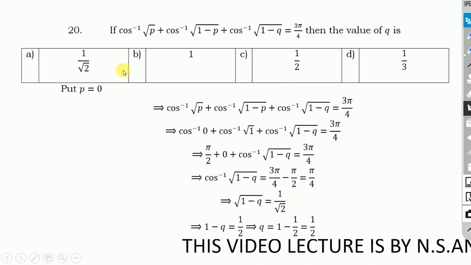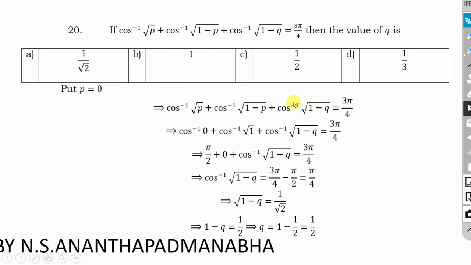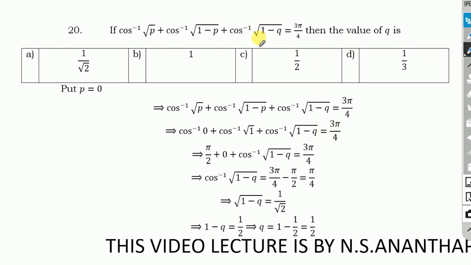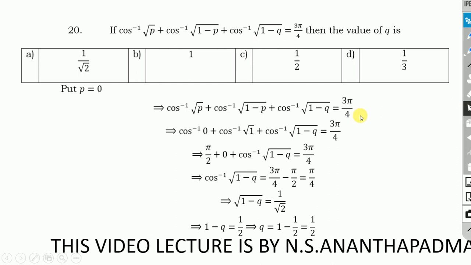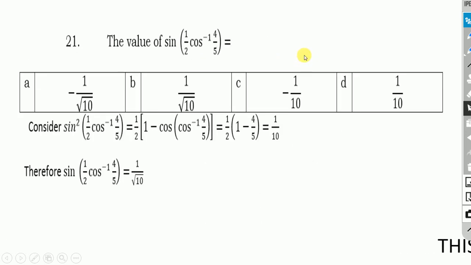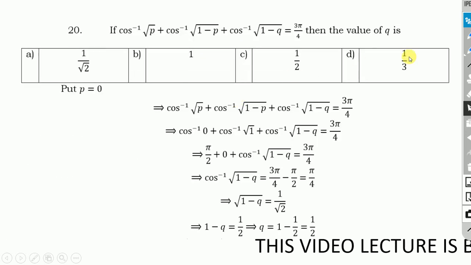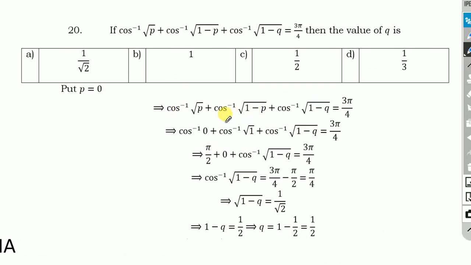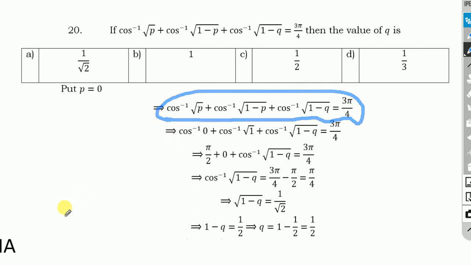Next, if cos inverse of root p plus cos inverse of root of 1 minus p plus cos inverse of root of 1 minus q is equal to 3 pi by 4, then the value of q is 1 by root 2, 1 by 2 and 1 by 3. So now let us consider the given expression, that is cos inverse of root p plus cos inverse of root of 1 minus p plus cos inverse of root of 1 minus q is equal to 3 pi by 4.